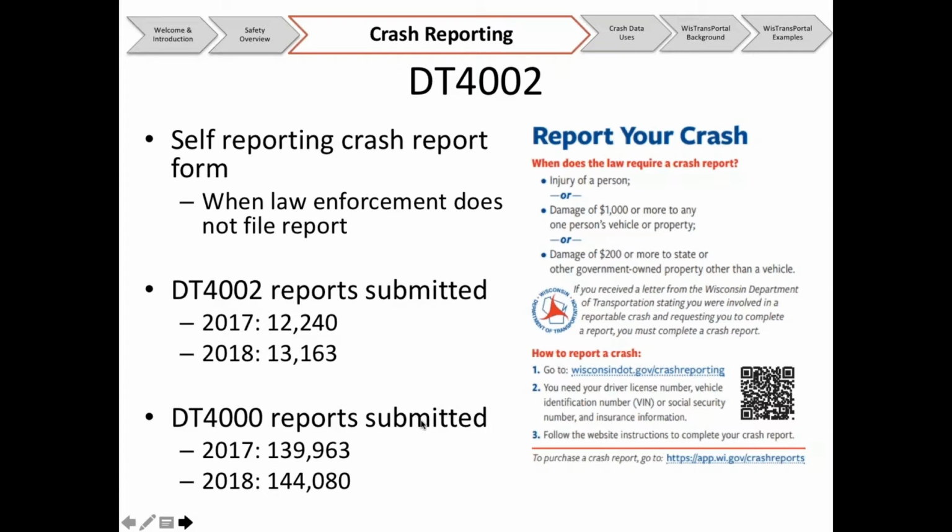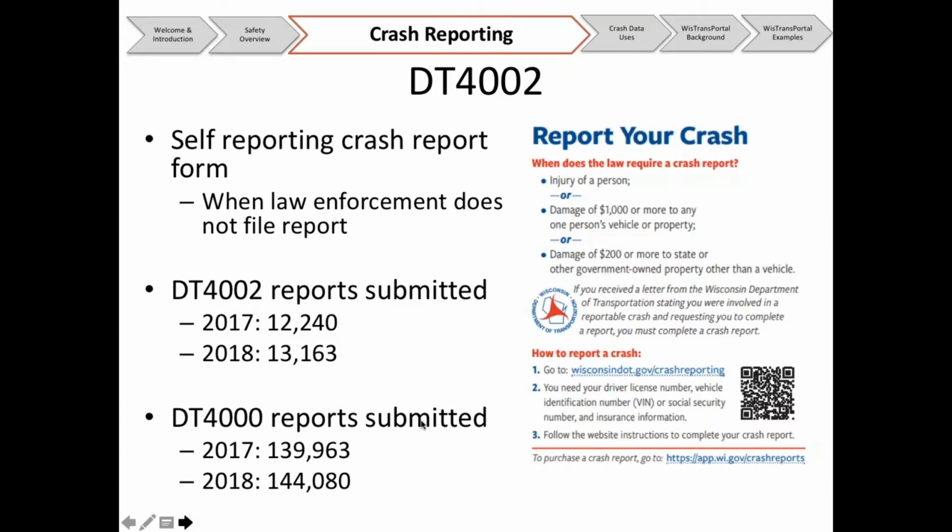The 4000 is law enforcement reported. The 4002 is self-reporting. When we think about our engineering studies and our other studies, we usually just look at our 4000s, but sometimes it's useful to look at our 4002s as well. This is for when law enforcement does not file the report.